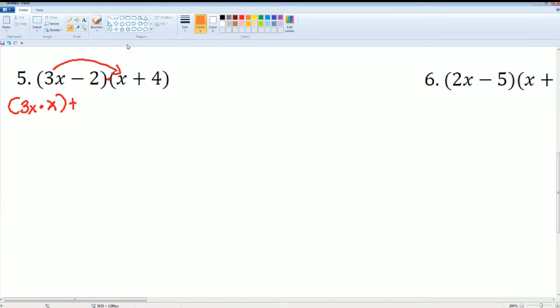Then we have the second term, so 3x times 4. So that is your 3x times 4. Then you have your I, which is your inner, so negative 2 times x. Then you have your last, which is negative 2 times 4.